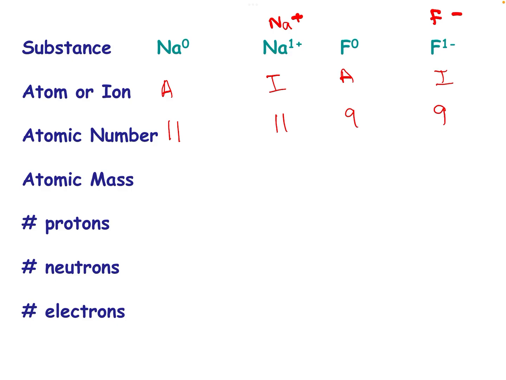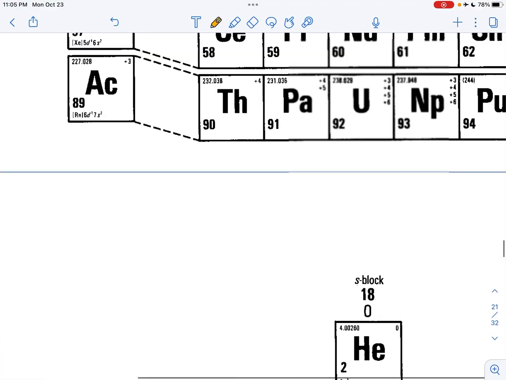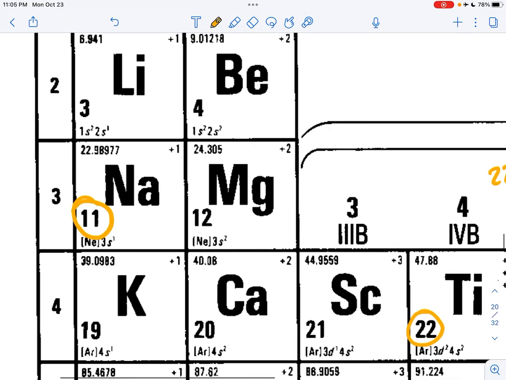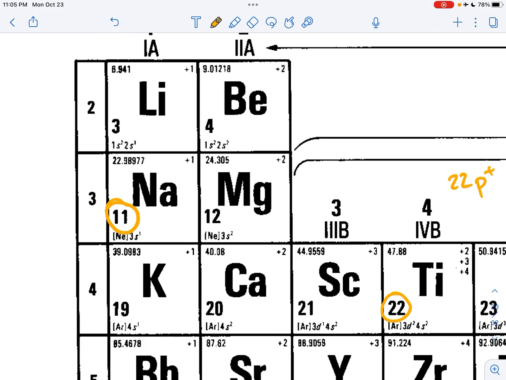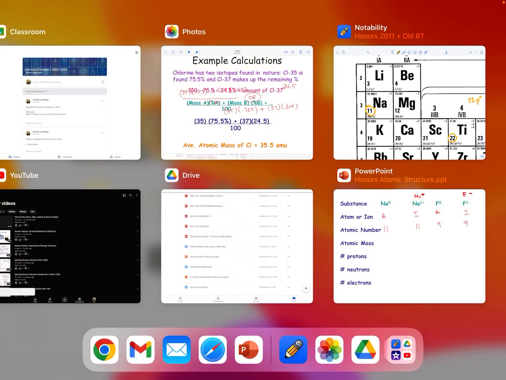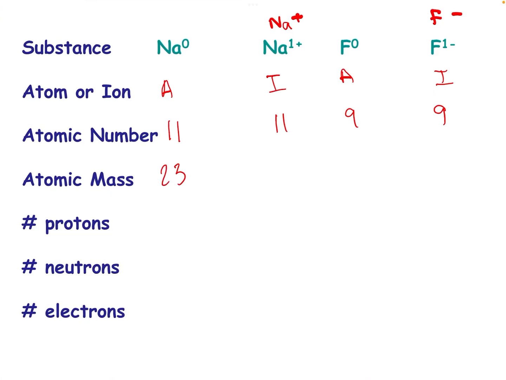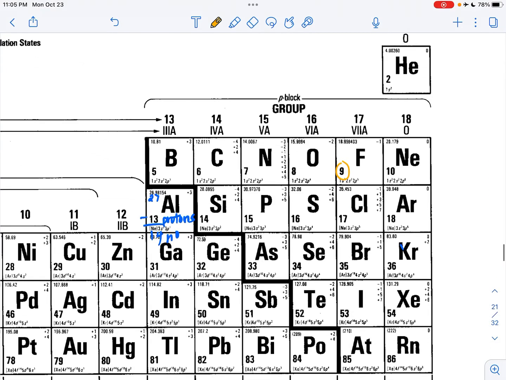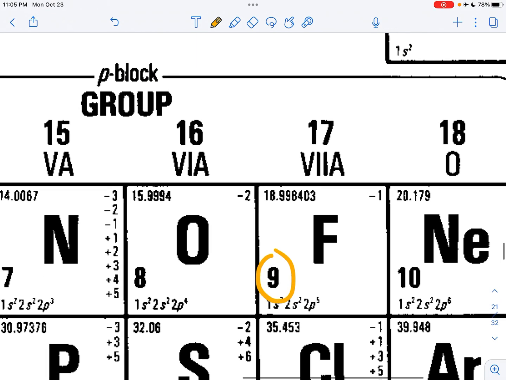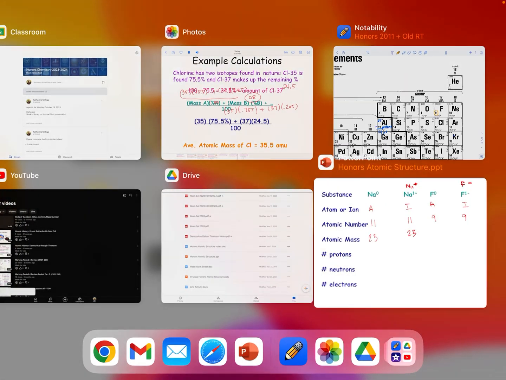Now, atomic mass. We're going to go to the periodic table and look here and see 22.989. We need to round that to a whole number, so that would be 23. And again, the mass of an electron is so small. It's essentially 0. So gaining an electron or losing an electron isn't going to change our mass. Let's go back to fluorine. 18.9, so that's going to round to 19.